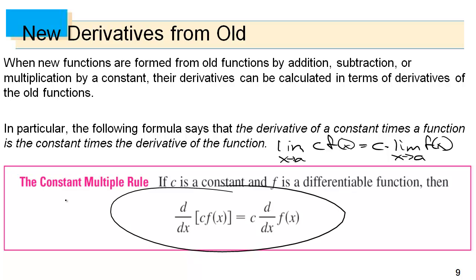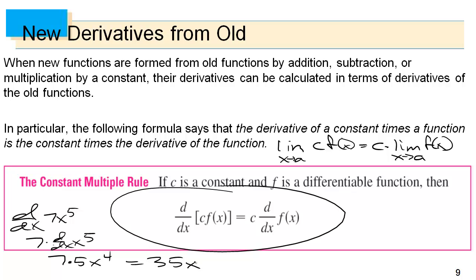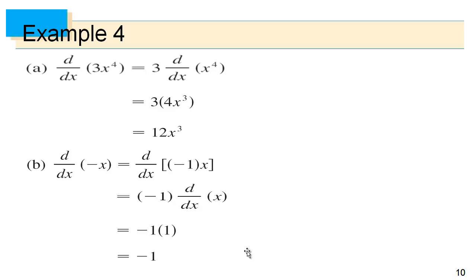So now, if we're trying to take the derivative of 7x to the fifth, you go, well, that's just 7 times the derivative of x to the fifth, and of course the derivative of x to the fifth is just 5x to the fourth. And then 7 times that, and you now have 35x to the fourth. Done, easy, simple. Here are some other examples. You can look through those and see that it's relatively straightforward.